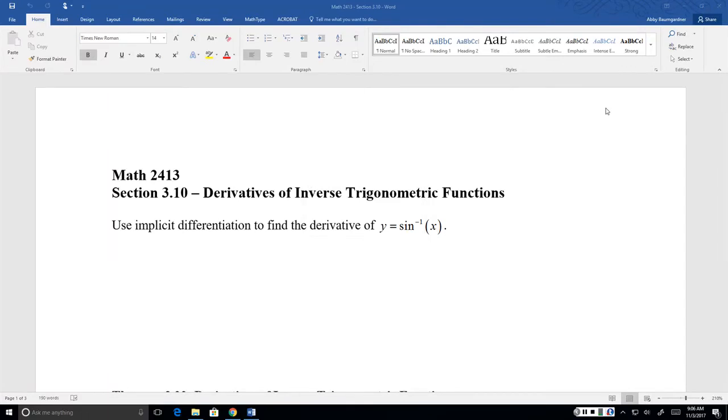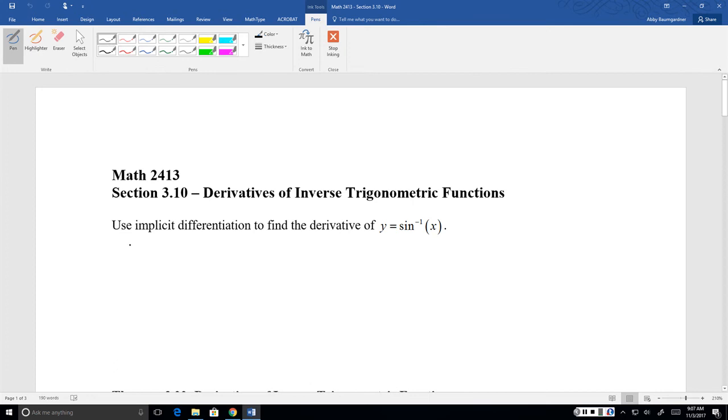Section 3.10 is derivatives of inverse trigonometric functions. The first example is going to relate an inverse trigonometric function's derivative to the trigonometric function that's associated with it, so that you should see how these are interrelated, and then we'll just memorize what the derivatives of these inverse functions are.